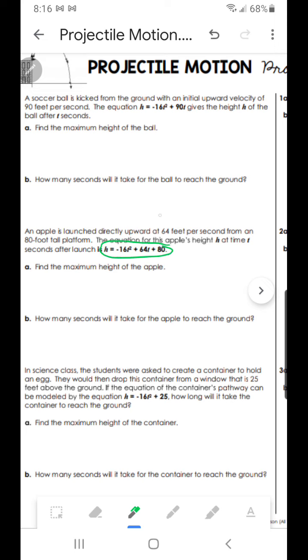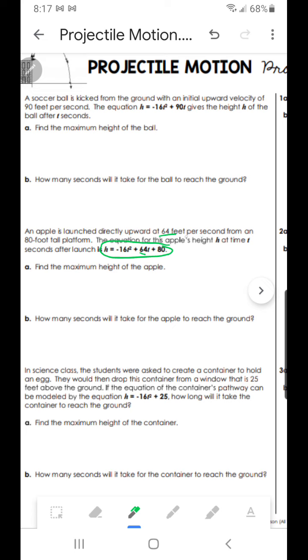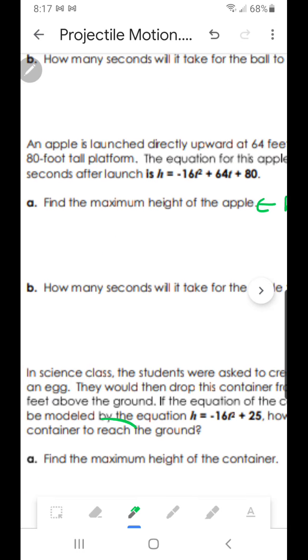But if you notice, we have the initial velocity 64 right there. And then here, we have that we're shooting this off of an 80-foot platform. So that's going to be my constant in here. So when we need to find the maximum height, what do we find? The y coordinate, or this time let's use their variables, we need to find the h coordinate of the vertex. So that's my game plan. I need to find the h coordinate of the vertex.